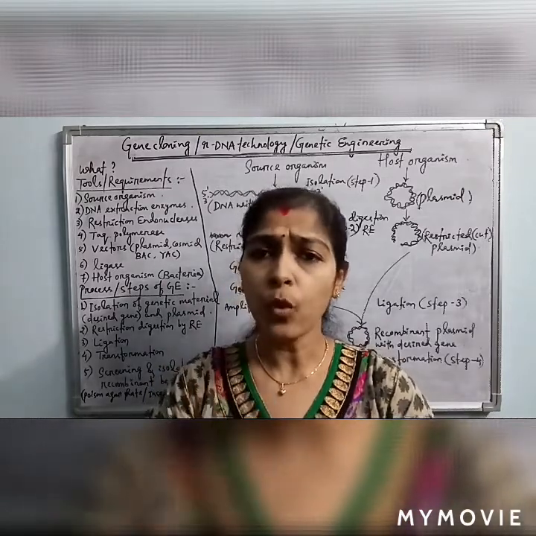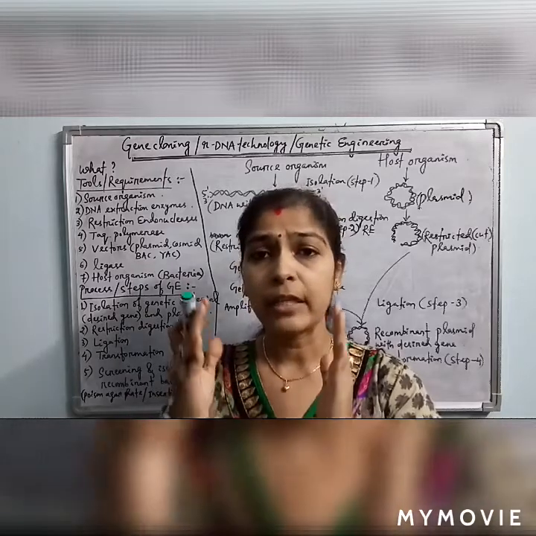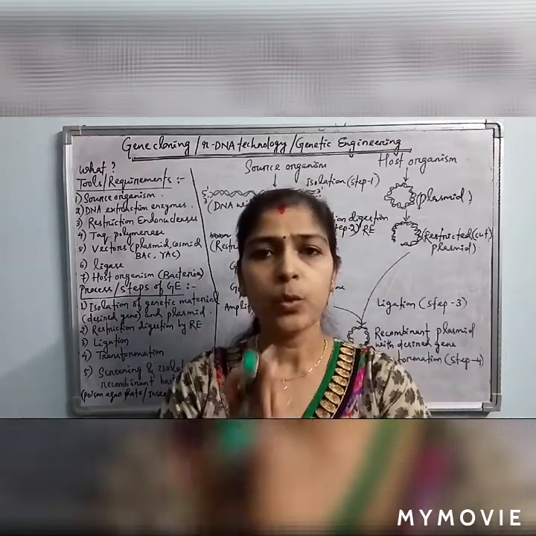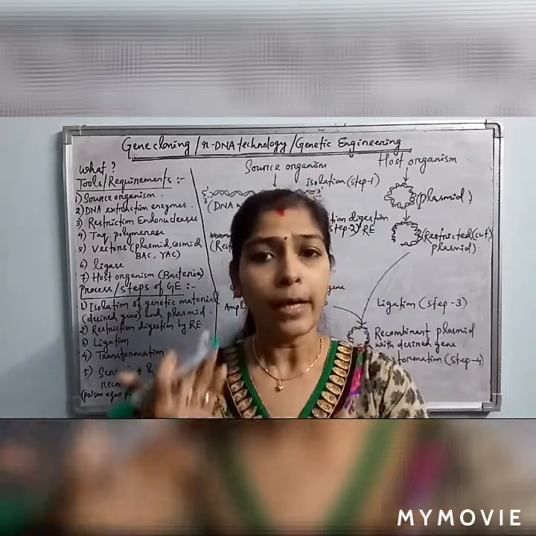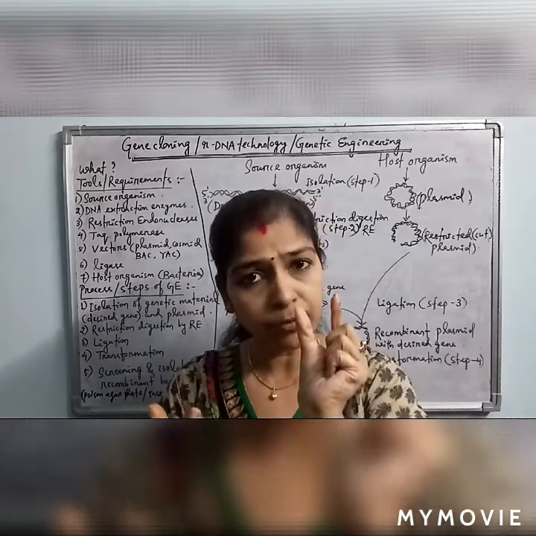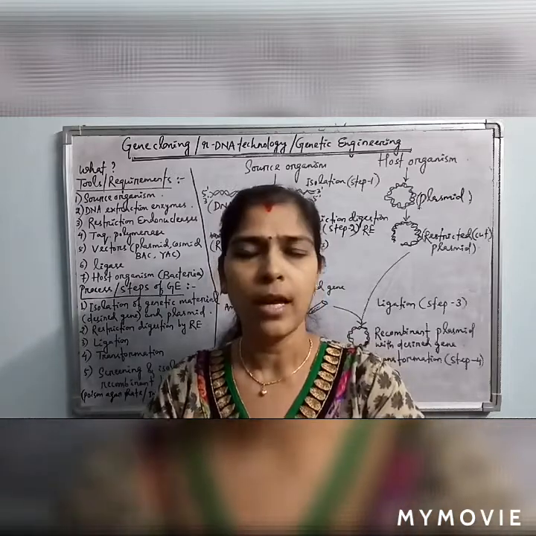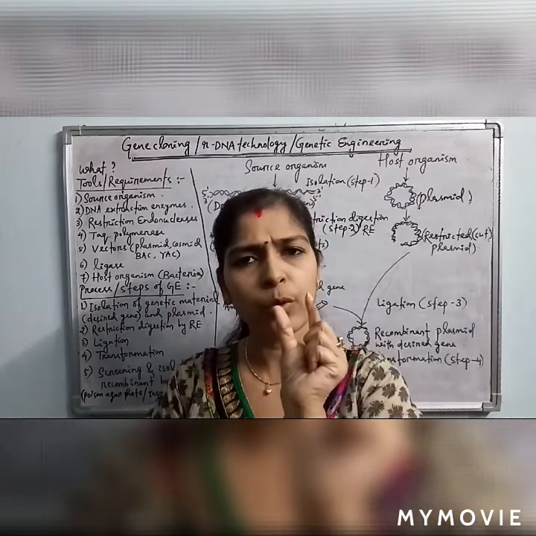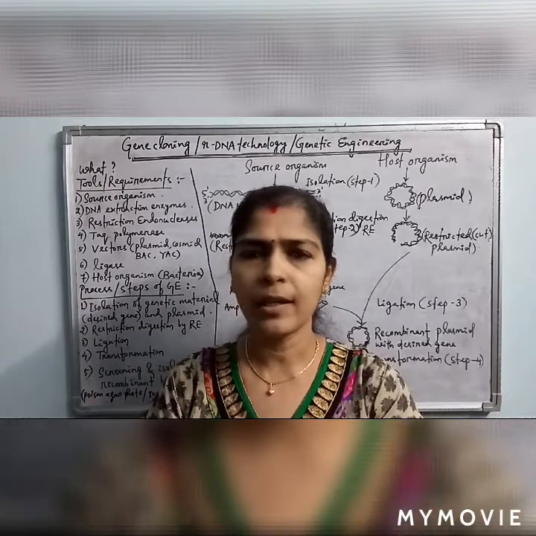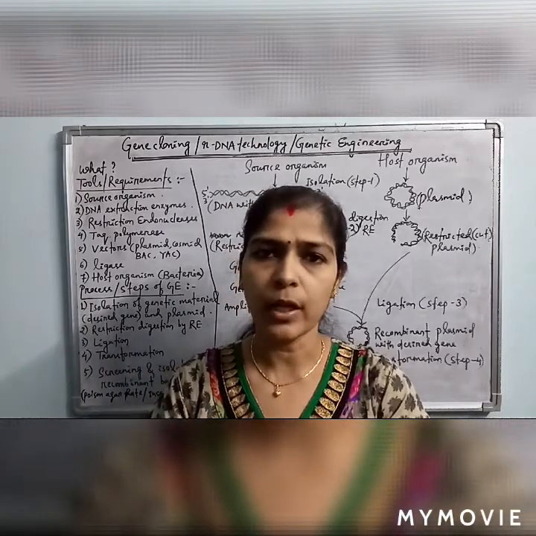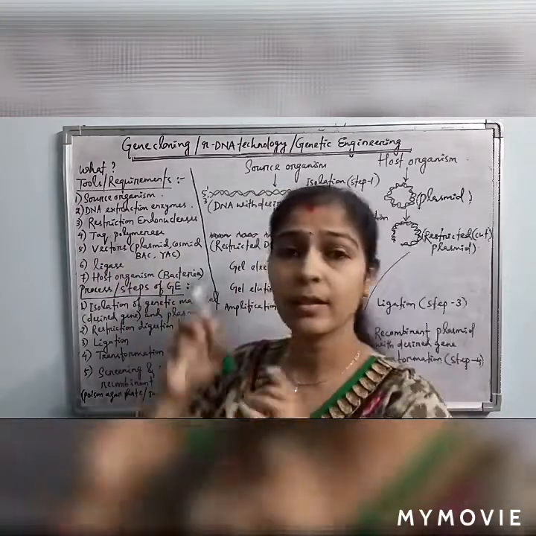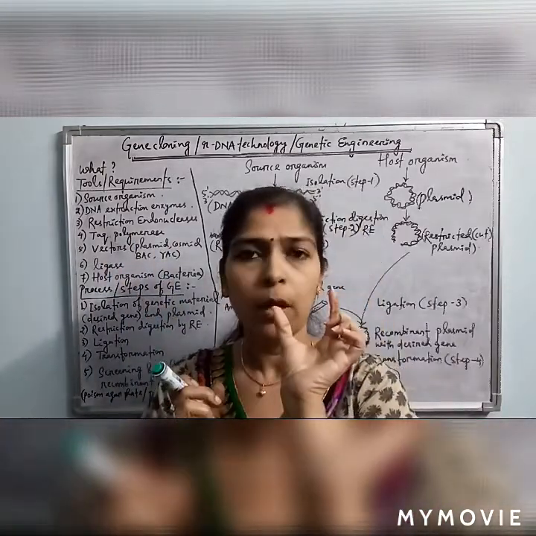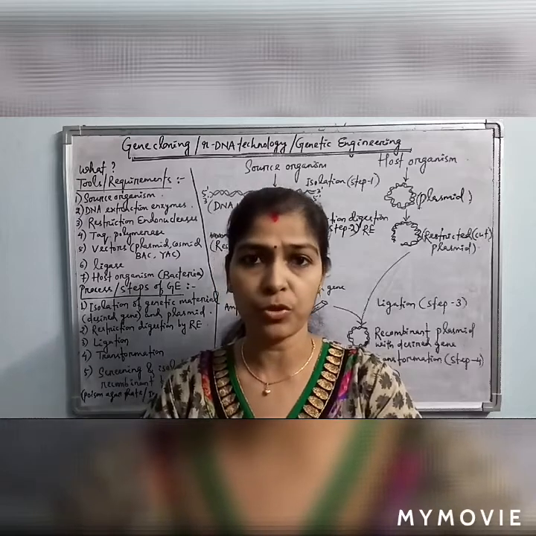And what is the role of this restriction endonuclease? It will cleave the source DNA to get the desired fragments, and from the fragments we have to isolate the particular fragment of DNA having the desired gene. That particular fragment of DNA is only needed by us. The rest of the DNA is not useful for us. So we have to utilize the restriction endonuclease to get the piece of DNA having the desired gene from the source organism.